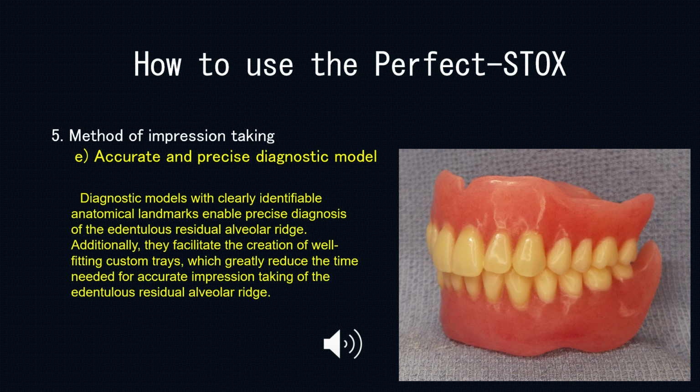5. Method of impression taking. E. Accurate and precise diagnostic model. Diagnostic models with clearly identifiable anatomical landmarks enable precise diagnosis of the edentulous residual alveolar ridge. Additionally, they facilitate the creation of well-fitting custom trays, which greatly reduce the time needed for accurate impression taking of the edentulous residual alveolar ridge.